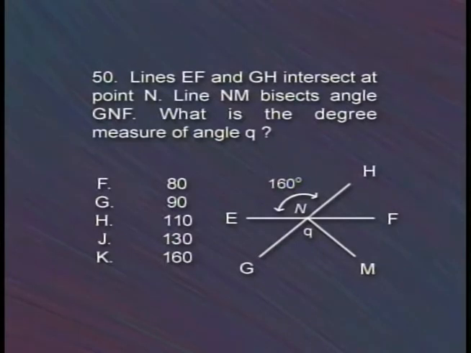Problem 50. Lines EF and GH intersect at point N. Line NM bisects angle GNF. What is the degree measure of angle Q?